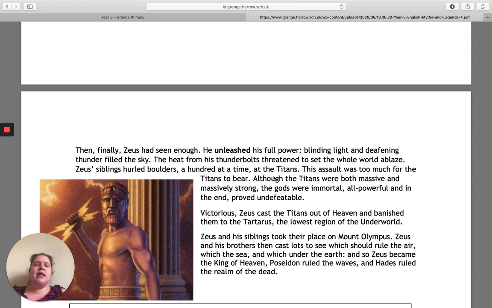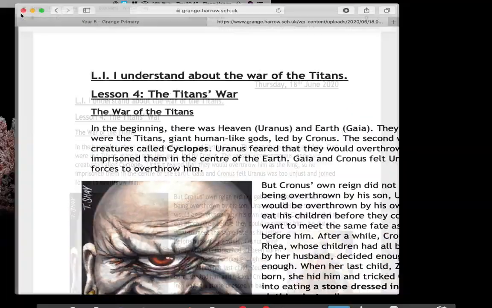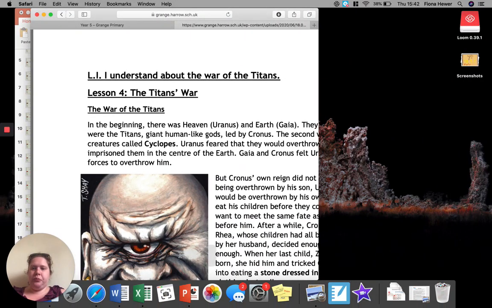Zeus and his brothers then cast lots to see which should rule the air, which the sea, and which the under the earth. And so Zeus became the king of heaven, Poseidon ruled the waves, and Hades ruled the realms of the dead.